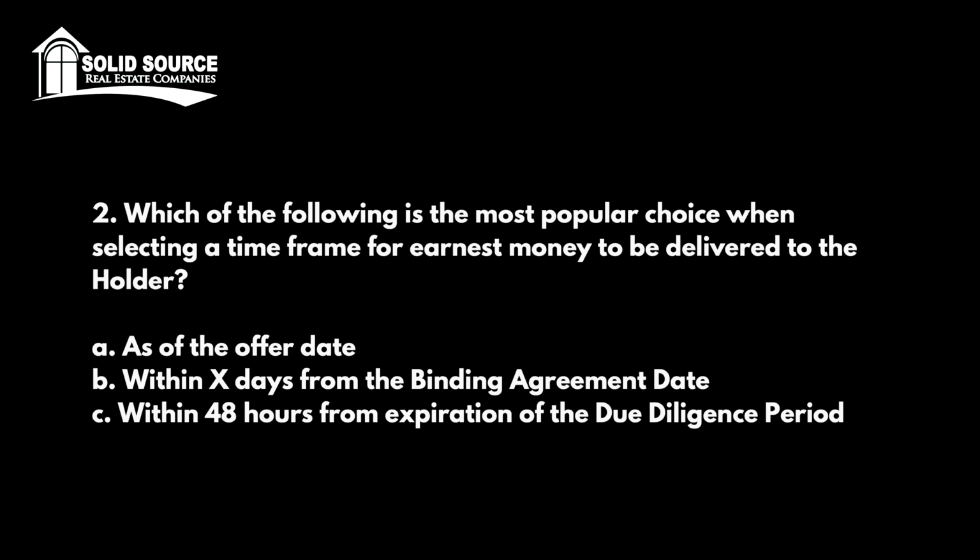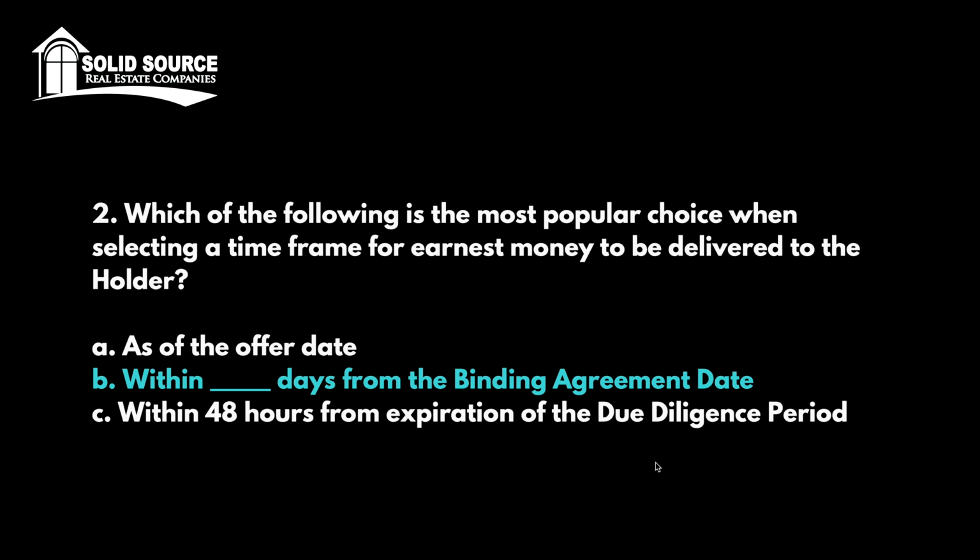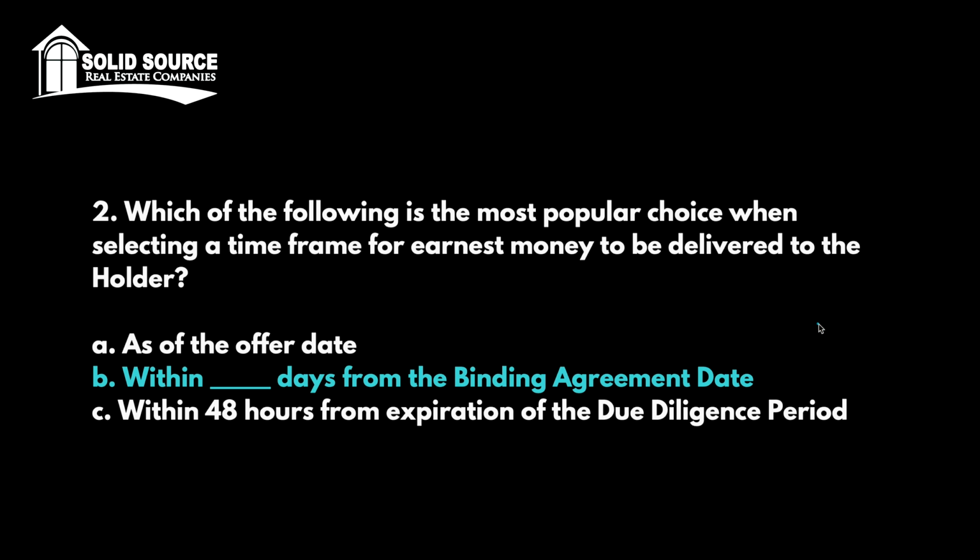Question number 2: which of the following is the most popular choice when selecting a time frame for earnest money to be delivered to the holder? A, as of the offer date; B, within X, perhaps 2 or 3 days from the binding agreement date; or C, within 48 hours from expiration of the due diligence period. If you guessed B, within blank days from the binding agreement date, you are correct. Usually 2 to 3 days is going to be standard. Earnest money as of the offer date is not something that most brokers are going to recommend. So definitely going to be B on question number 2.